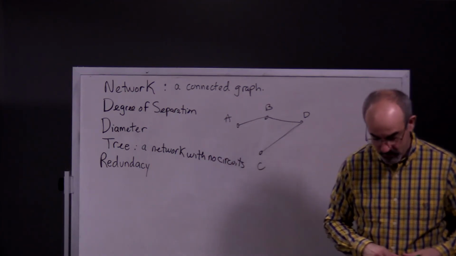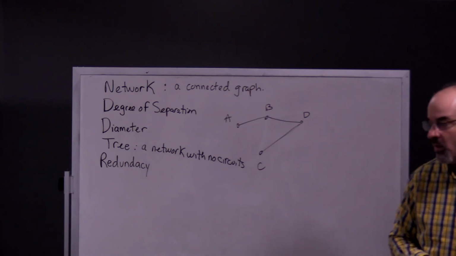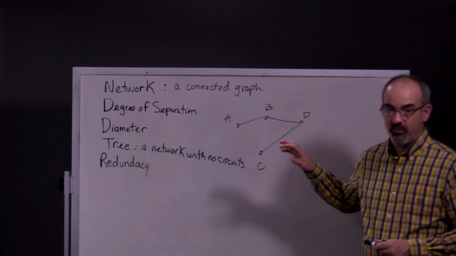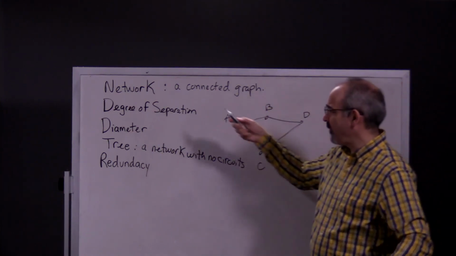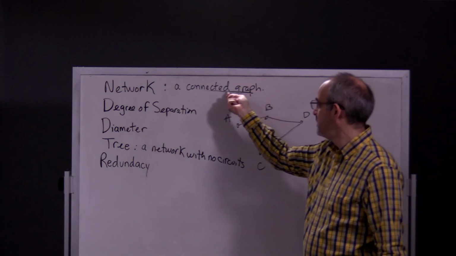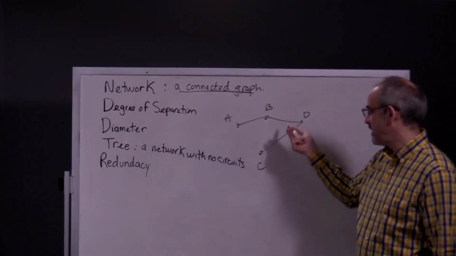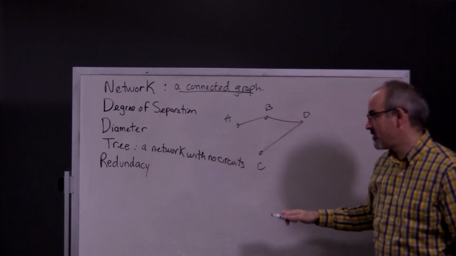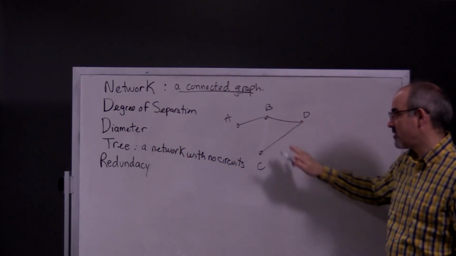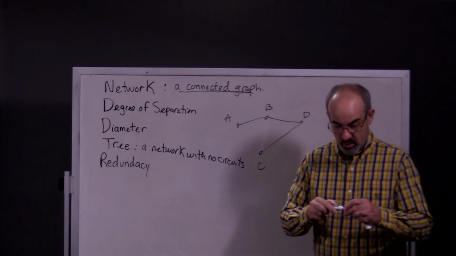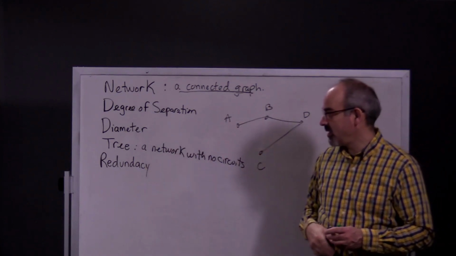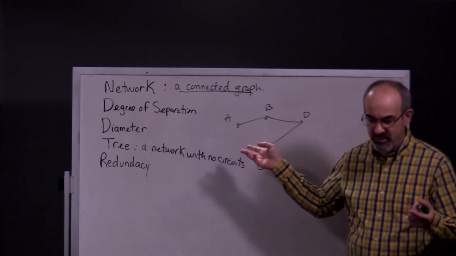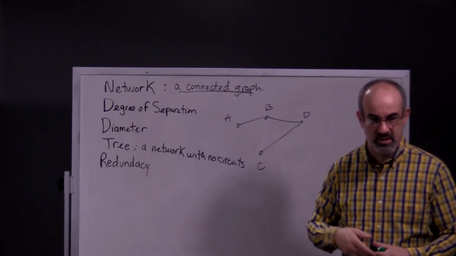And like I said, we're going to talk about redundancy in another video. So a network is just a connected graph. Here's an example of a connected graph. This also happens to be an example of a tree because it's a network that has no circuits. So in the next video, I'll talk a little bit more about degree of separation, possibly diameter. There's going to be videos on all of them. I don't know if they're going to be in the same video or not.